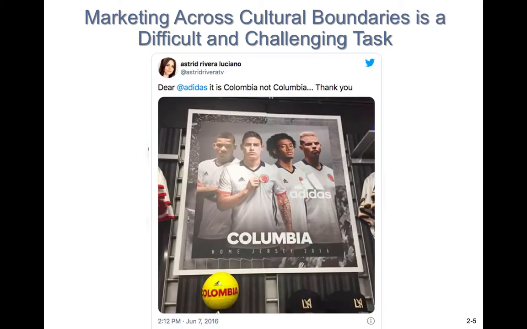This is an example of a marketing campaign by Adidas where the global brand offended the country of Colombia simply by not knowing how to spell their country's name. Do you think that maybe this have affected sales and their customer relationships with this particular segment?